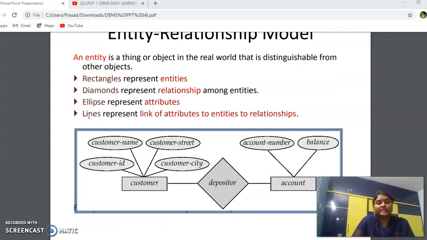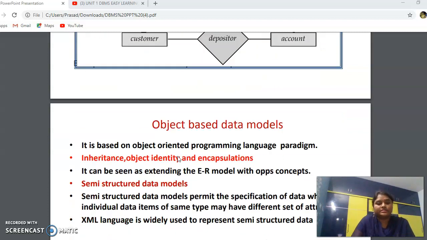What is the relationship between two entities? As I said, we are using a relation between two entities or two tables. So there should be a relationship. What type of relationship can you use? This relationship is maintained in the form of diamonds, and lines are used to connect the entities and the relationship.